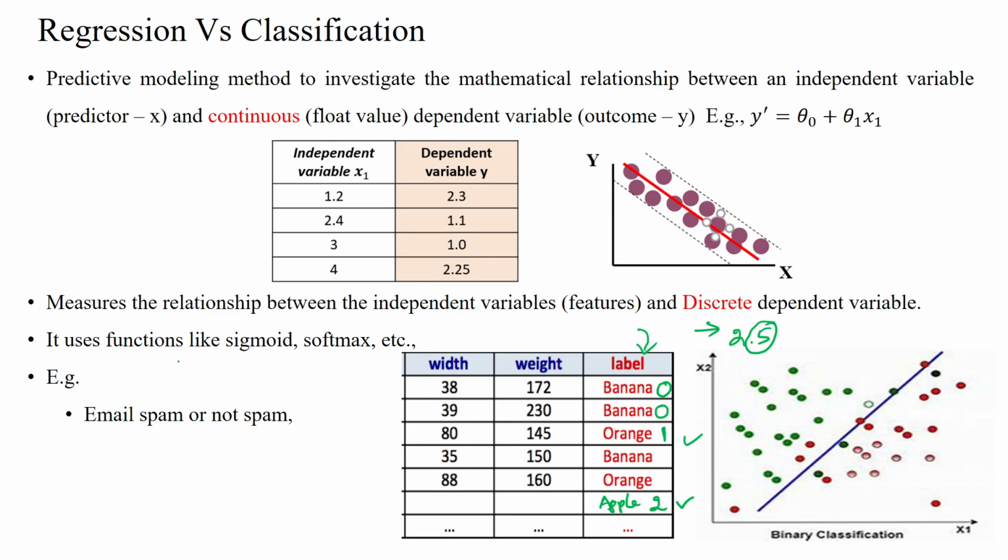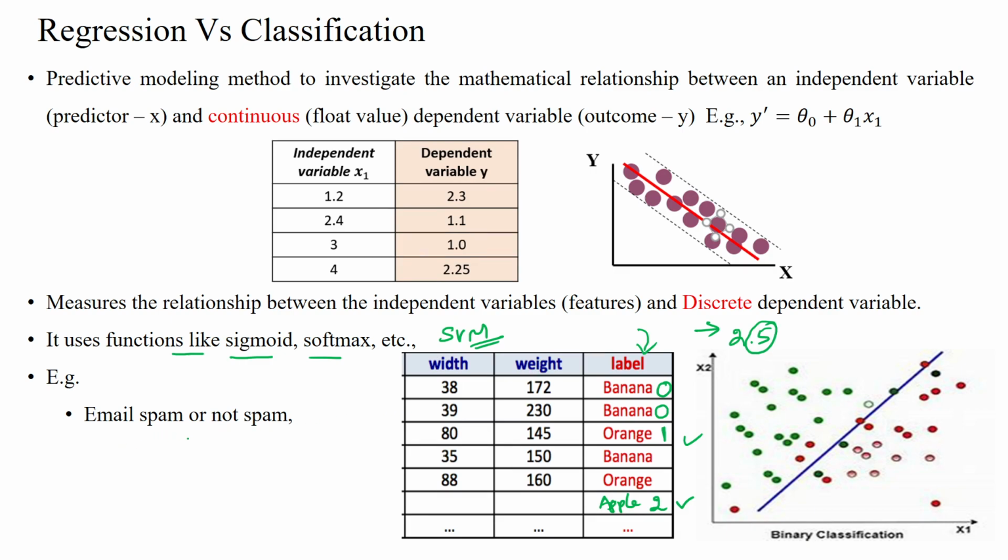Classification uses functions like the sigmoid function or softmax function, depending upon the classification algorithm. It will use different functions. For SVM also we have a different function for classifying the given data set.